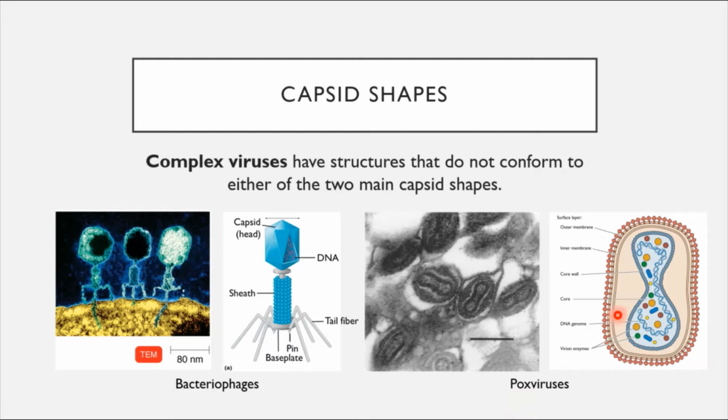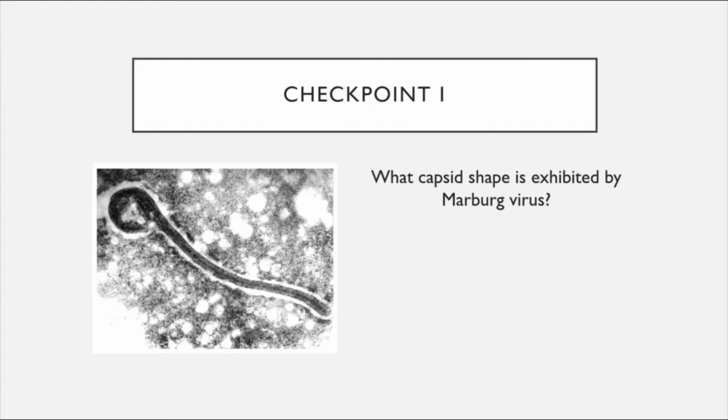Pox viruses over here clearly have a capsid shape that does not resemble either the helical or the polyhedral structure of a capsid. So I want you to put that information to the test by looking at this electron microscope image of Marburg virus and tell me what capsid shape do we see here.